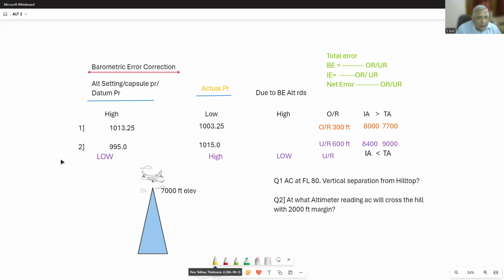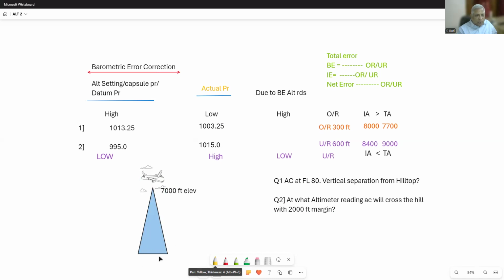When you are flying a flight level, your altimeter is set to 1013.25. Okay, understood. And he says you are flying at flight level 80. Okay, my indicated altitude is 8,000. Now, he says you're crossing a hill of 7,000 feet. What is your separation from the hill? Is it 1,000 feet? That would be 1,000 feet, since my altimeter is reading 8,000.